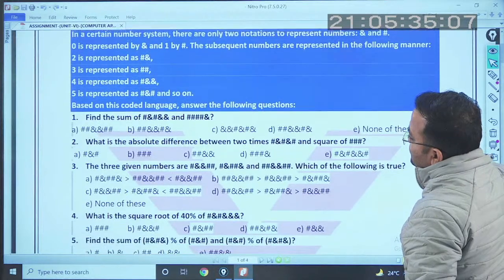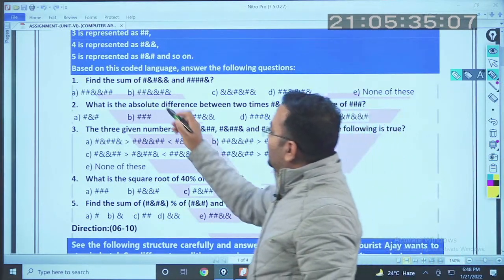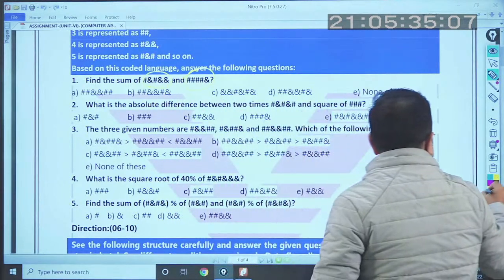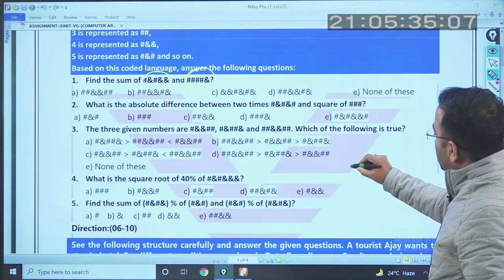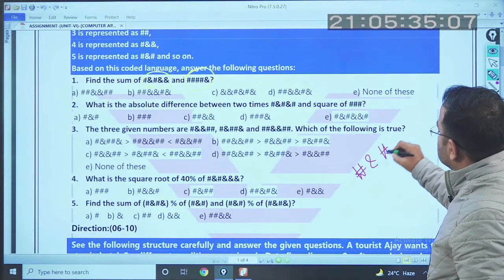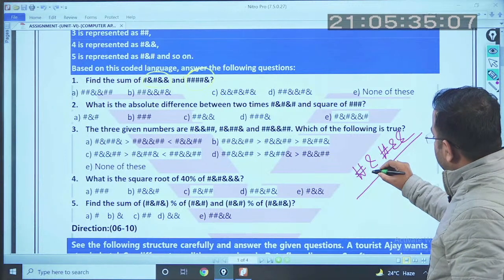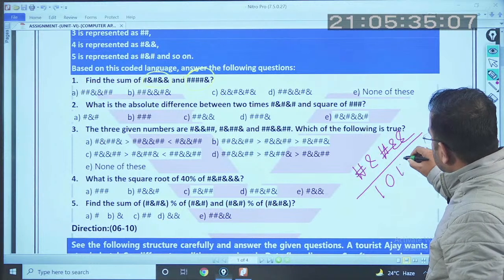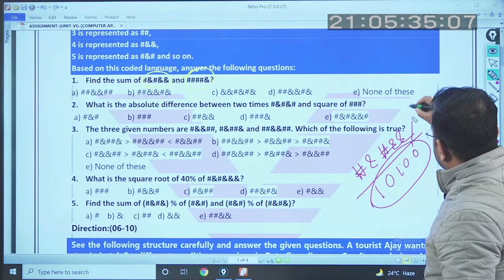What is the question here, students? See here, question number 1: find the sum of these two. The first number is hash AND hash AND AND. First we will write its binary form. The binary form is 1 0 1 0 0. Once the binary form is complete, we convert it into decimal form.